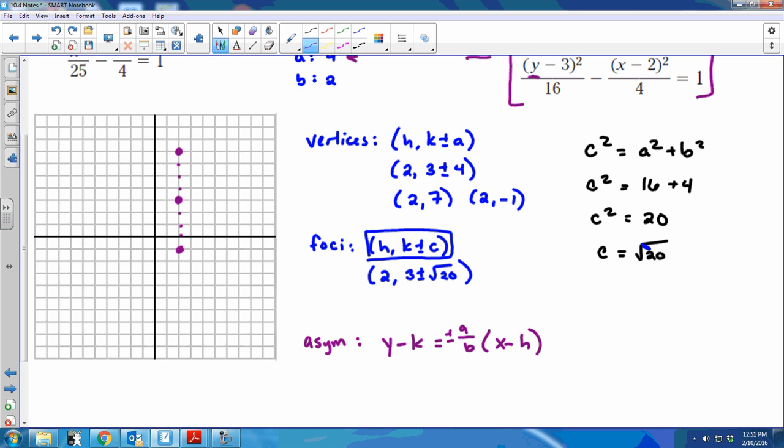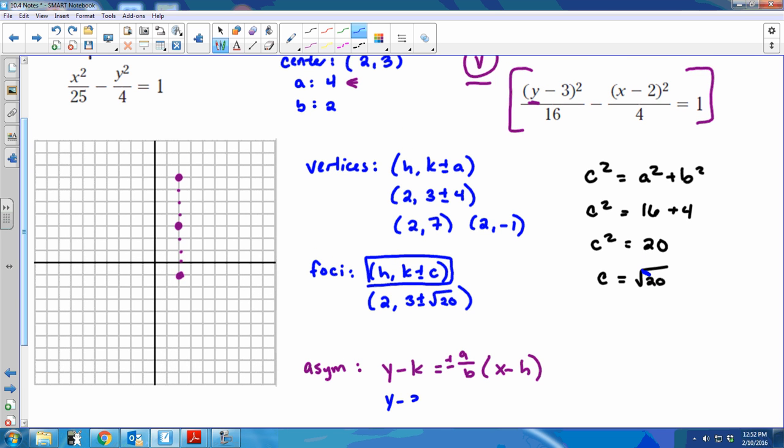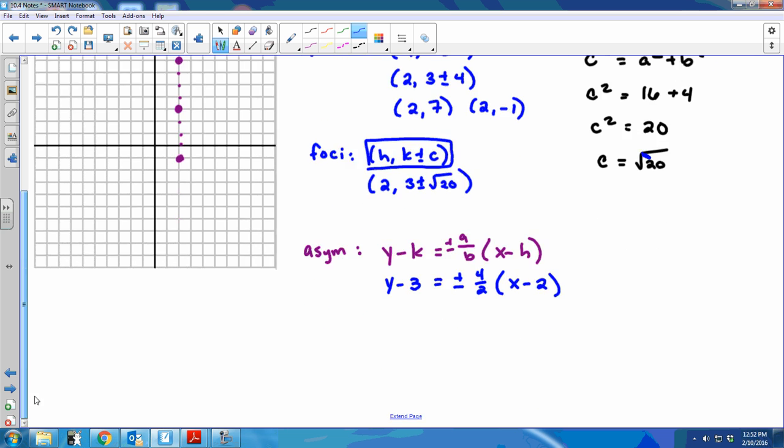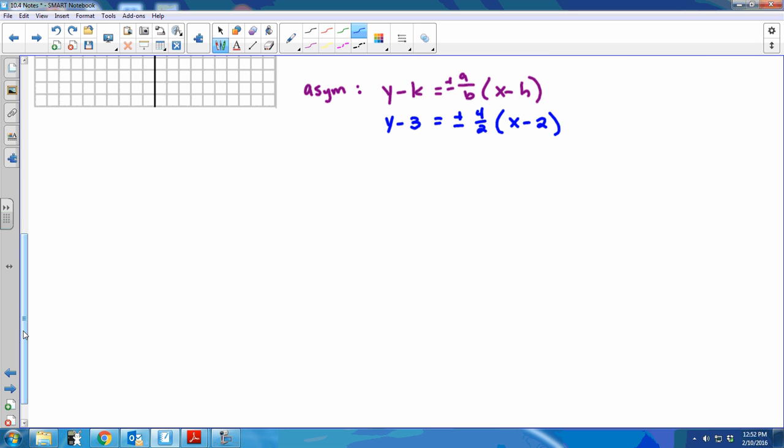So we're going to fill all of that in with the information that we have, and we're going to split it apart and write two equations. We're going to put them both in slope-intercept form, like you did in Algebra 1 and Geometry and Algebra 2, and then we're going to graph them, like you did in Algebra 1 and Geometry and Algebra 2. So I have y minus 3 equals plus or minus 4 over 2 times the quantity x minus 2. Everyone know where all those numbers came from? All right. So we can simplify this really quickly.